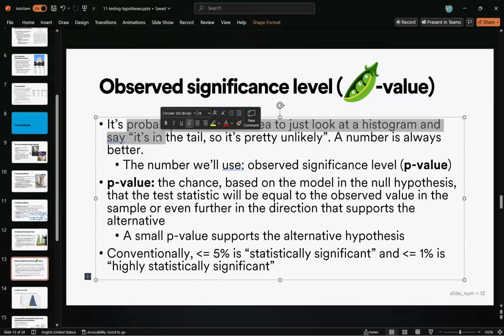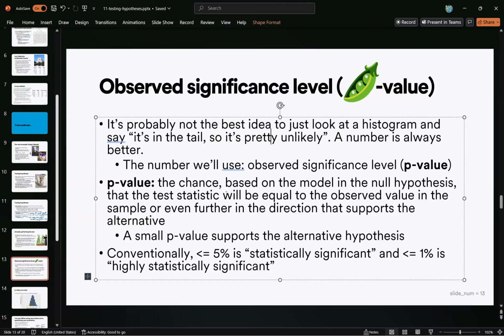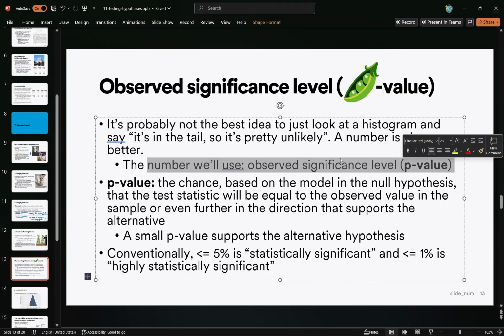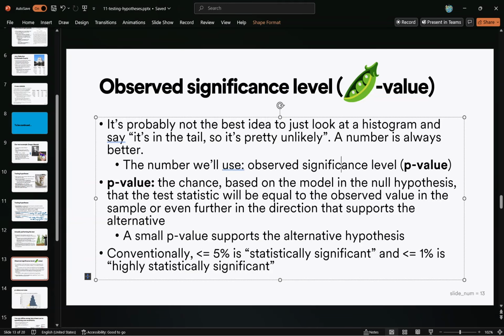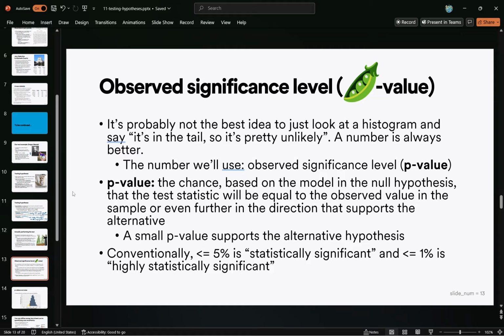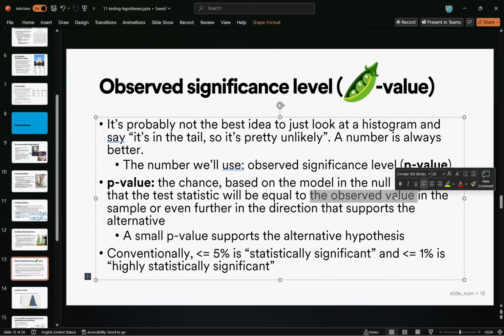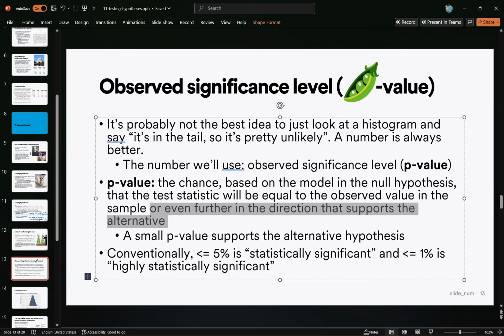Instead of saying, oh, it's way over here in the little tail of the graph, so it's unlikely, or it's in the body of the graph, so it is pretty likely, we're going to use the p-value. It's short for observed significance level. I don't know where the p comes from, I can't remember. But what your textbook would say is that it's the chance, based on the model in our null hypothesis, that the test statistic, the thing that we're calculating, will be equal to the observed value, the 0.888 that Mendel saw, or even further in the direction that supports the alternative.